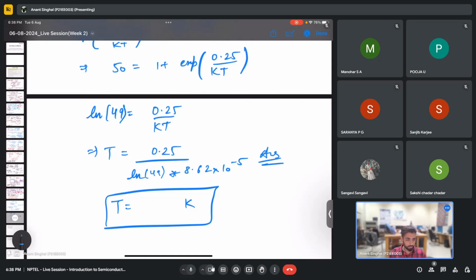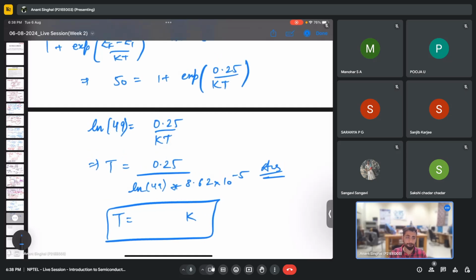Is there any doubt in this? Did you get the approach? Please let me know if you are getting confused. I'll let you know again quickly. Is that fine, everyone? So on solving, this will come out to be some 45.21 Kelvin.